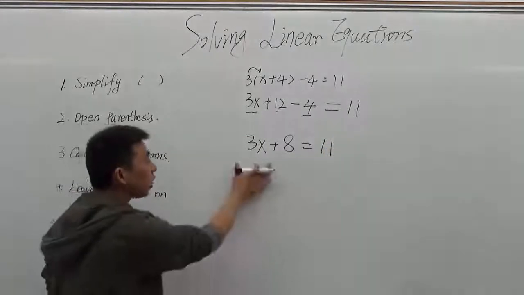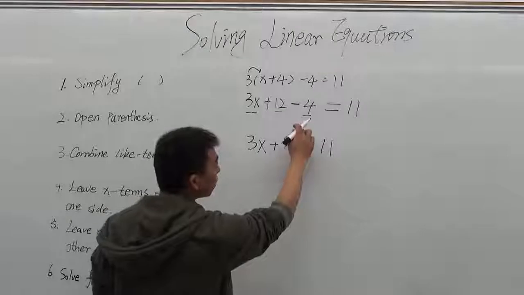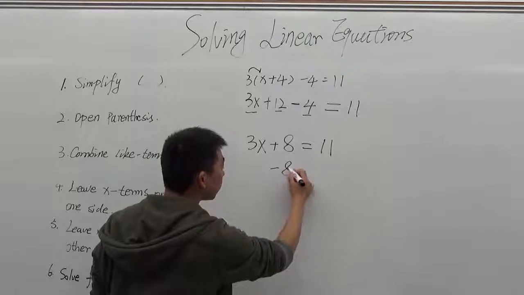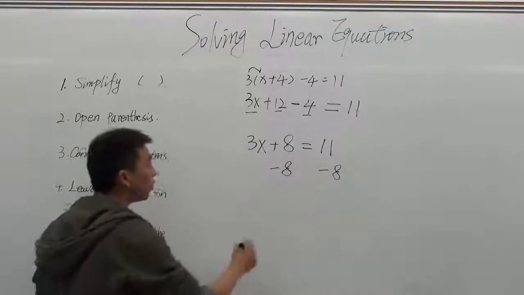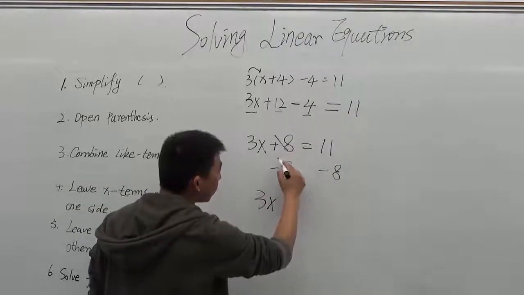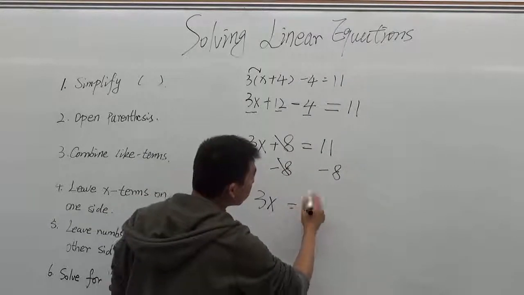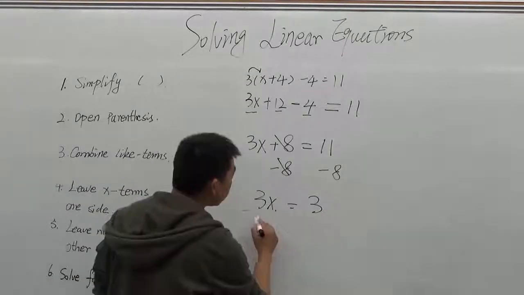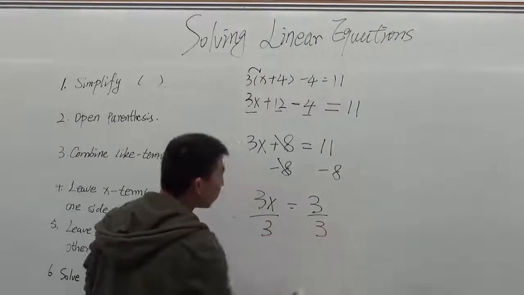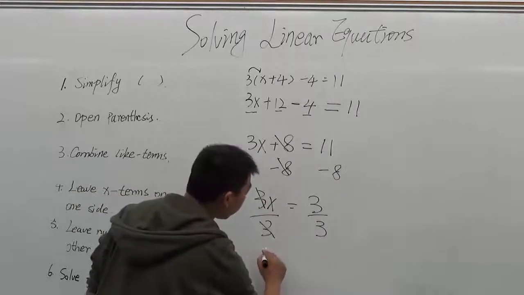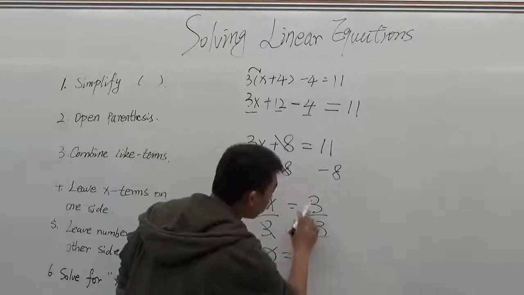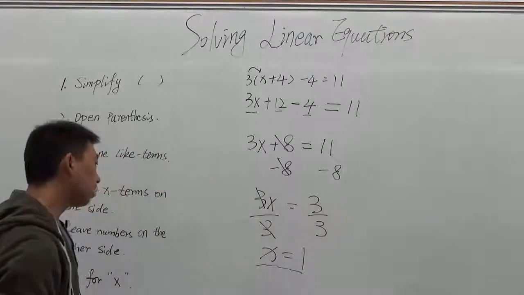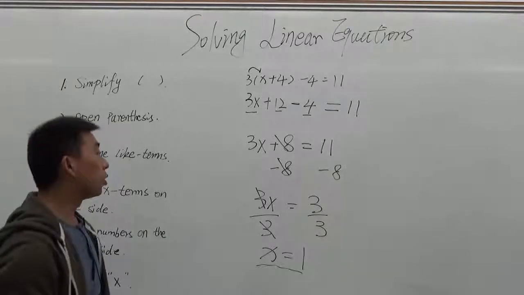Then here we have a term that has x on one side, then we need to just move the number to the other side. So here's plus 8, we'll do the opposite operation with minus 8. Then we have 3x. 8 minus 8, 0, cancels out, equals 11 minus 8, that gives us 3. Then here's multiplication, we just divide by 3, then 3 cancels out, then there is x equals 3 divided by 3, that gives us 1. So that's how you solve the linear equation that has the parentheses.